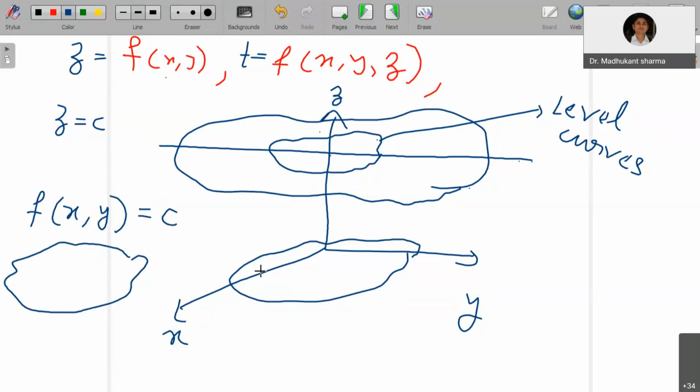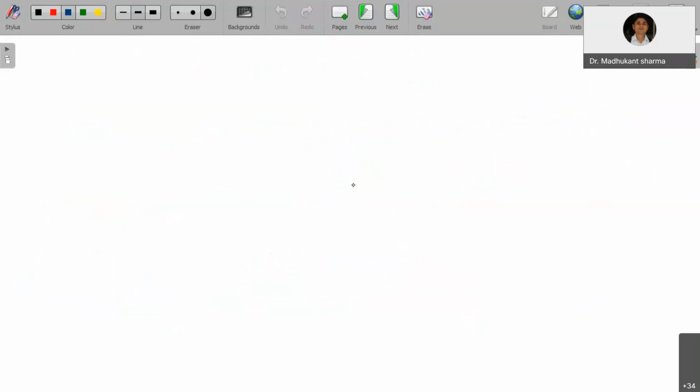Right. Now, what is the definition of gradient? This level curve, most of the time when you are cutting with z equals c, these level curves are smooth. What do you understand by a smooth curve? It means it is at least differentiable. You will get a differentiable curve.